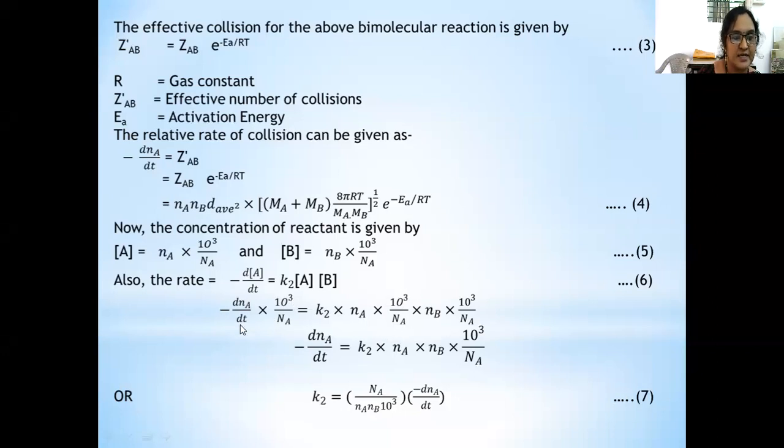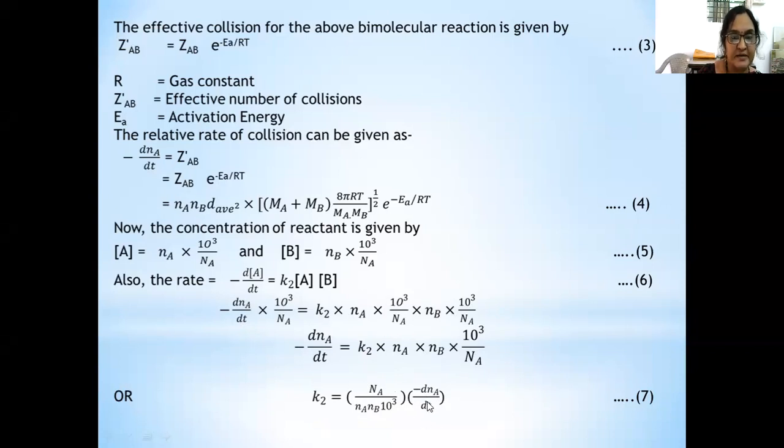So it is minus dNA by dt. This gets cancelled, is equal to K2. This Na as it is, this gets cancelled, Nb 10 to the power 3 by Na. So again we rearrange this equation. So K2 is equal to what we get? Na divided by Na into Nb 10 to the power 3 into minus dNA by dt. This is our equation number 7.